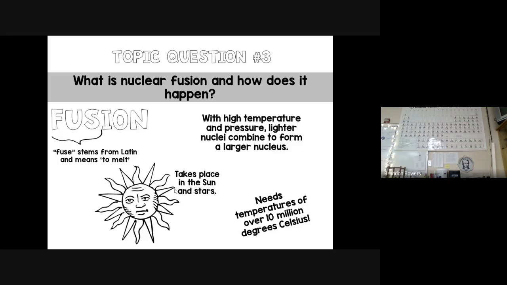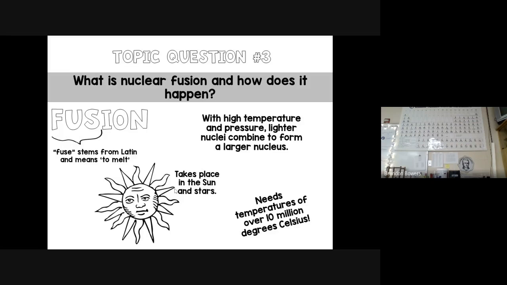Last question of the day is, what is nuclear fusion? What is nuclear fusion and how does it happen? Now, fusion, we don't know how to do fusion yet, right? We're still kind of in the planning phase, right?